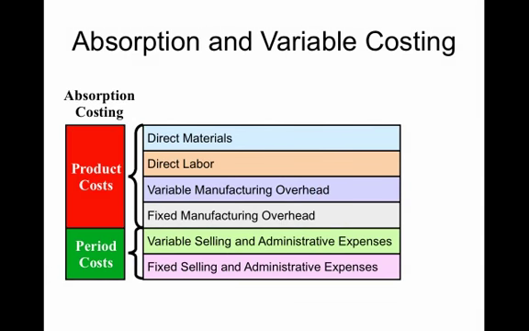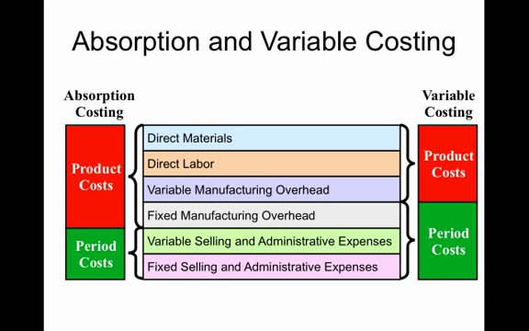Here's a pretty decent slide in terms of summarizing fixed and variable cost. The only change is that fixed manufacturing overhead. It's a product cost under GAAP, which is absorption costing. It is a period cost under variable costing. So the 250 grand would simply be expensed.